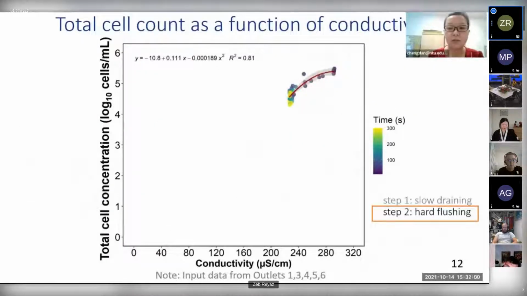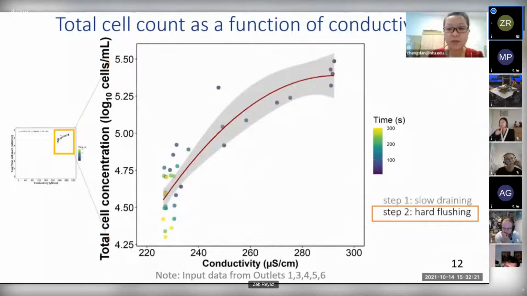As we saw earlier, both total cell count and conductivity showed a similar decreasing trend with time. Here, a regression model was applied to these three parameters to see their relationship, and the plot implies a polynomial relationship between total cell count and conductivity.